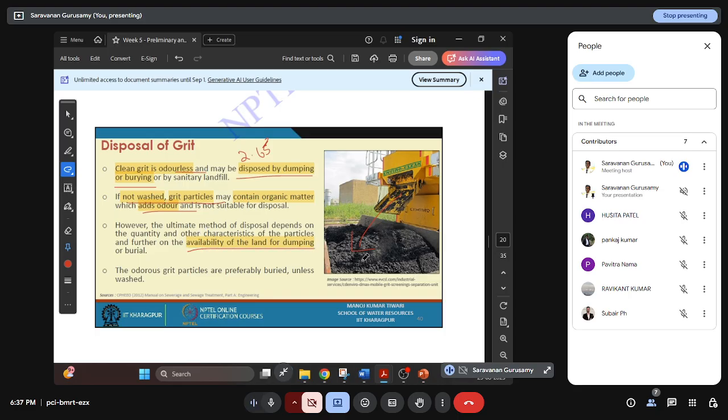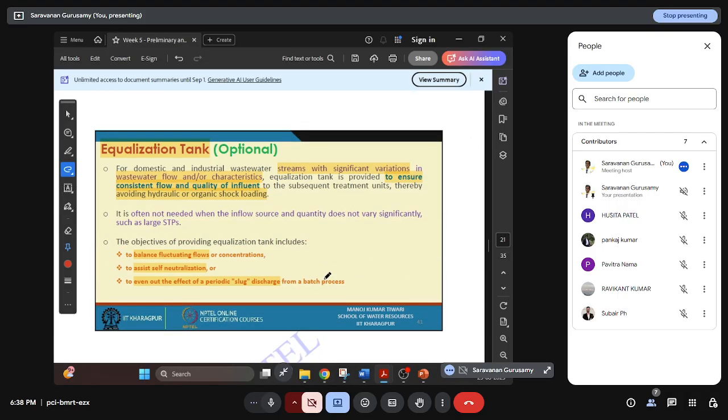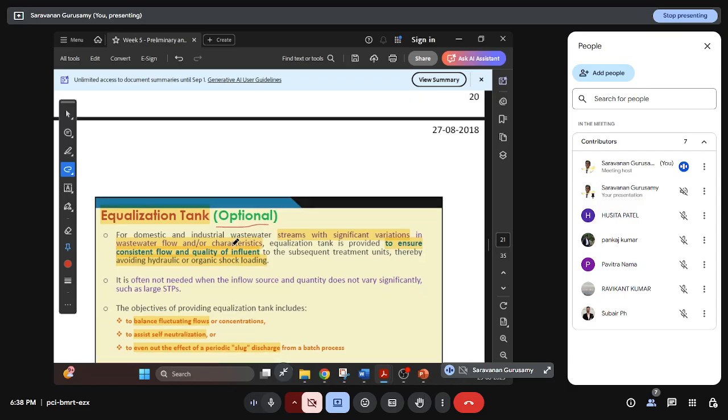Based on the land availability, you can think about sanitary landfills or something for the disposal of this type of grit. Then comes the equalization tank. That is again optional. Why do we need an equalization tank? Always the flow will not be constant.